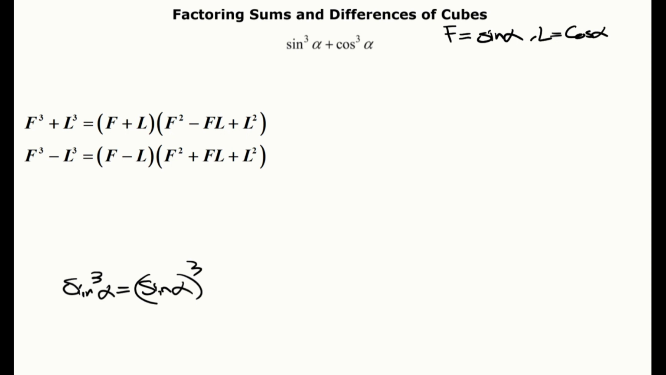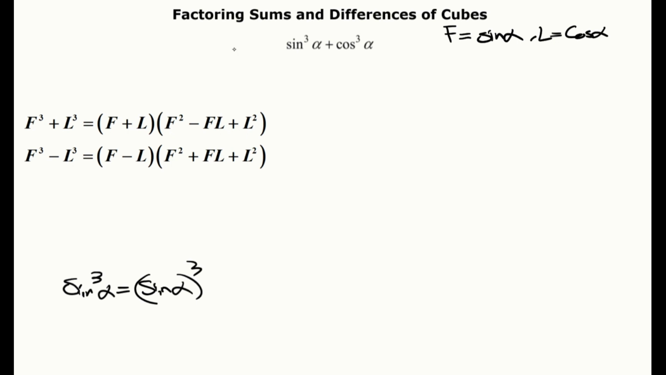We can see here f is sine alpha and l is cosine alpha. Now you know that when you write sine cube alpha like this, it is actually sine of alpha cube, like that, quantity sine of alpha cube.